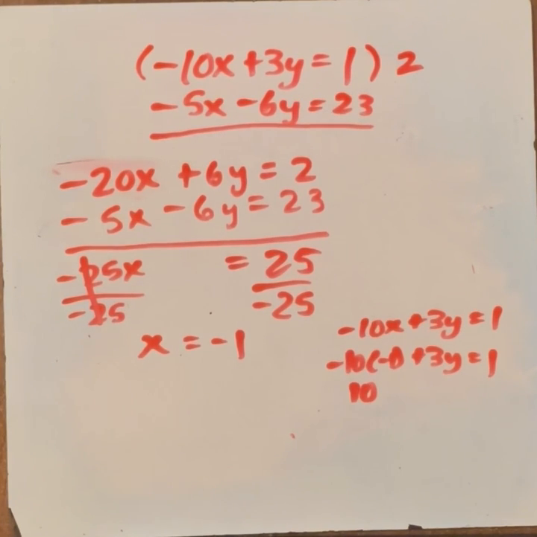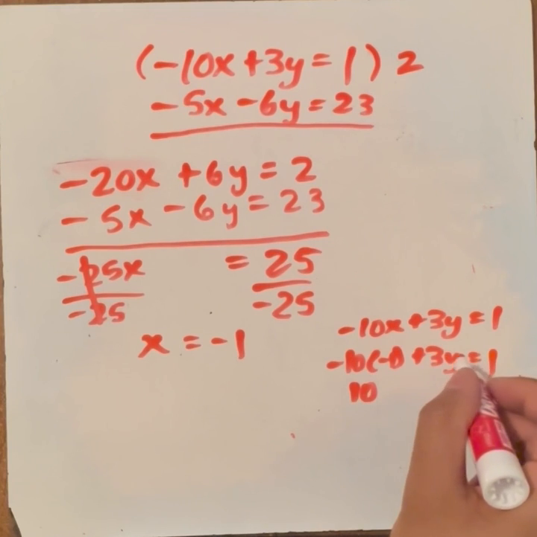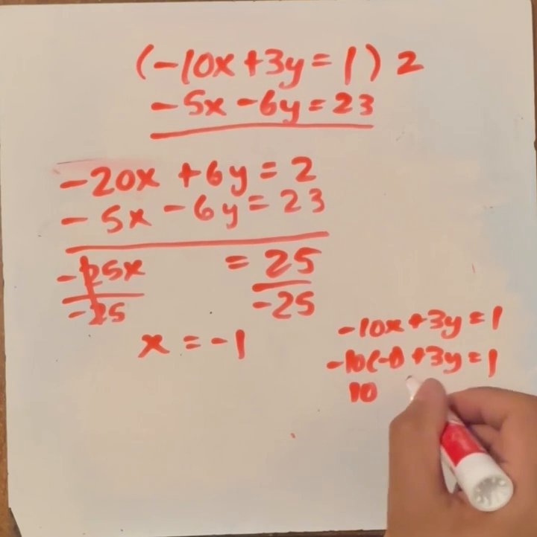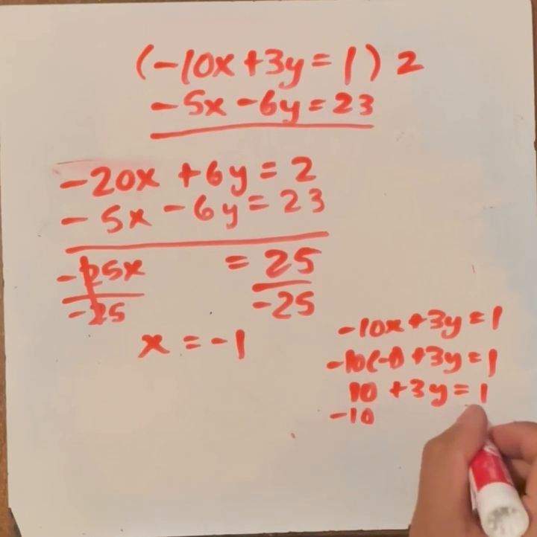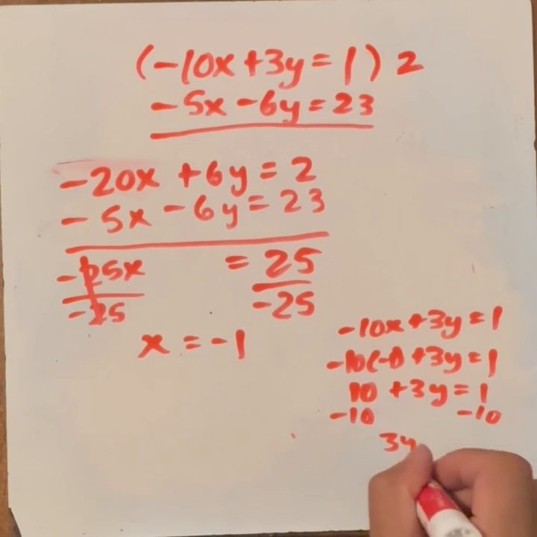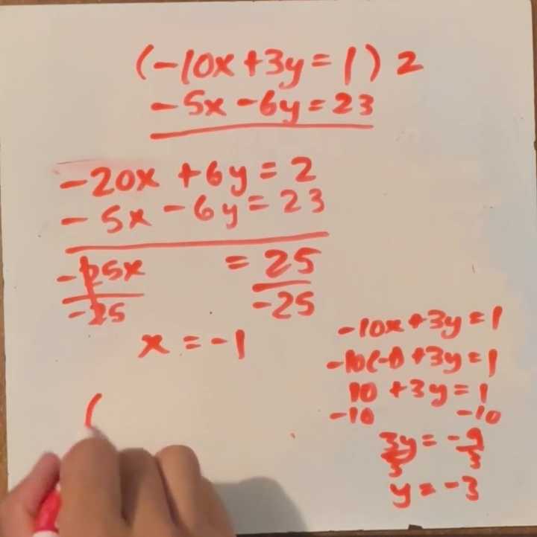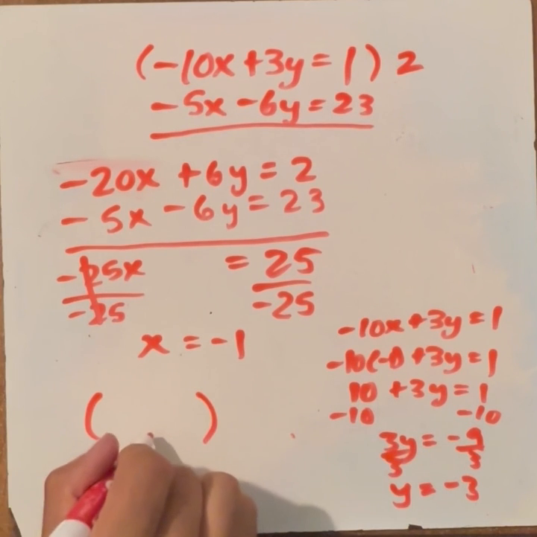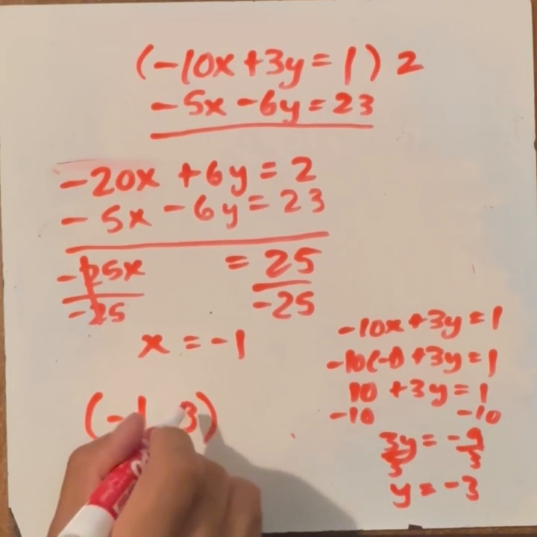Okay, negative 10 times negative 1 is positive 10, plus 3y equals 1. Okay. So if we were to subtract 10 to the other side, we would get 3y equals negative 9. Dividing both sides by 3, we get y equals negative 3. So since we have an x of negative 1 and a y of negative 3, we can write the answer as negative 1, negative 3. And that's our answer.